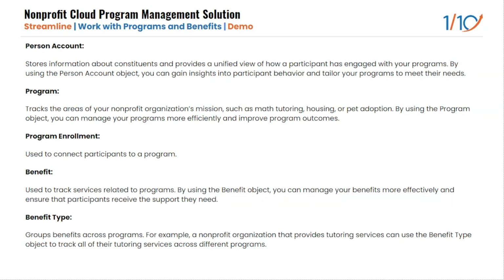Benefits. The benefit object is used to track the services that are provided through your programs. It lets you manage and also track the benefits more effectively so more people get the support that they need. And lastly, benefit type. Benefit type object is used to group together similar benefits across programs. For example, if you provide tutoring in three different programs, you can use a benefit type to categorize all tutoring in one place.